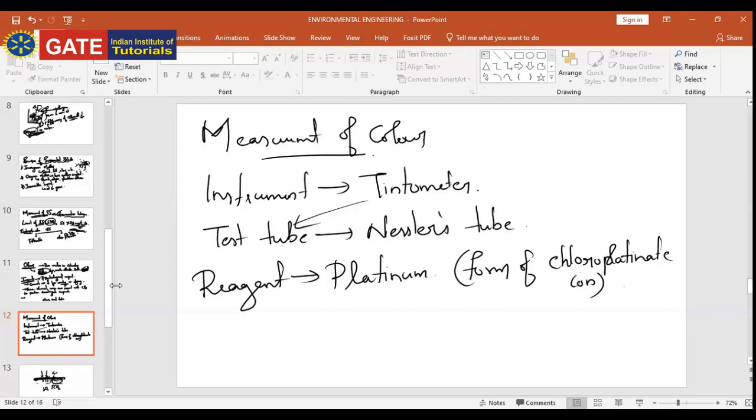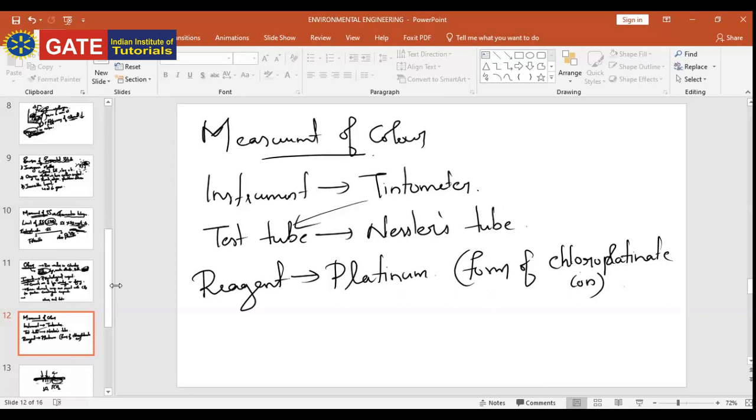So here inside the instrument, we'll have a tintometer. Inside the tintometer, there will be a test tube, which is called the Nessler's tube. And inside the Nessler's tube, we'll have the reagent called platinum. Platinum is not used as platinum, like the platinum ornaments we usually have. It is used in the form of chloroplatinate ion. It has some significant processes to do inside. We will study the processes later, but the reagent name you should know: it is actually platinum in the form of chloroplatinate ion.